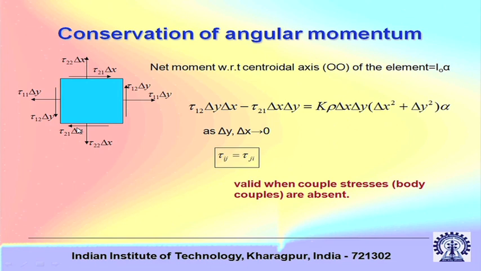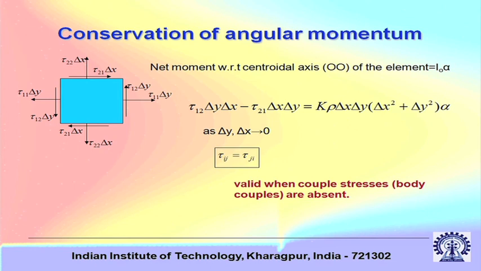Same thing, but their positive senses are just opposite because their direction normals, one is positive x2 and another is negative x2. So, now we are interested to know what is the net moment with respect to the centroidal axis of the element. The moment is contributed by the forces tau 12 into delta y and tau 12 into delta y, acting in the anti-parallel direction. So, they are giving rise to a couple moment.